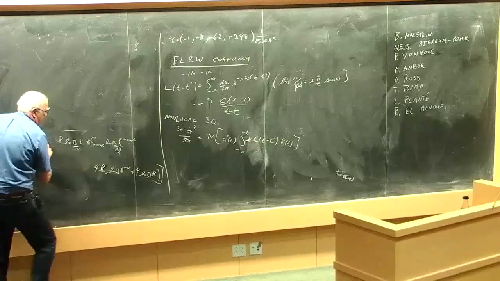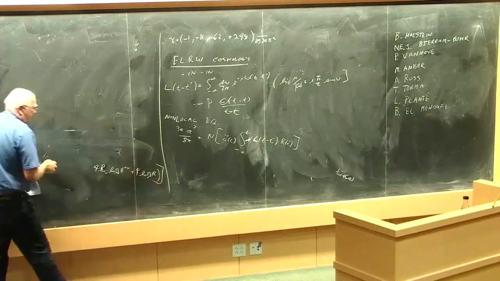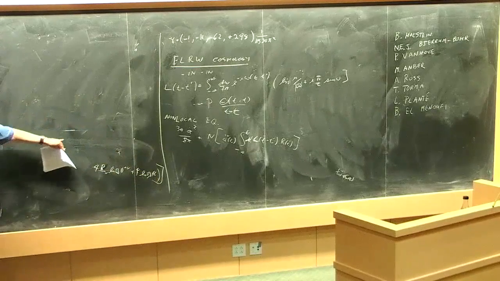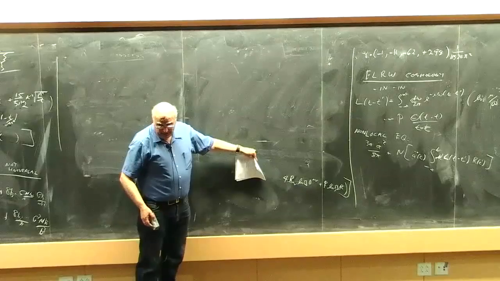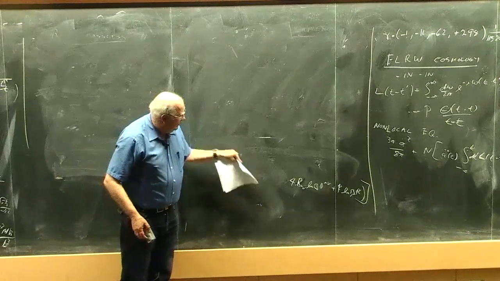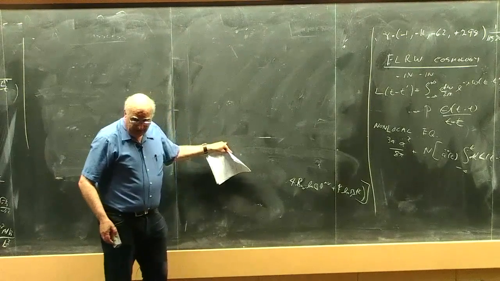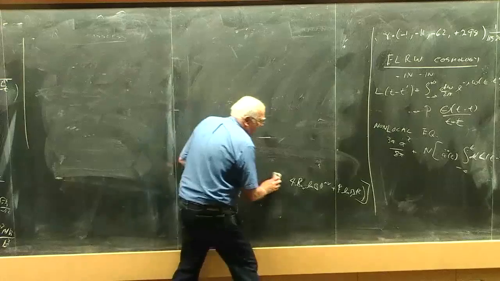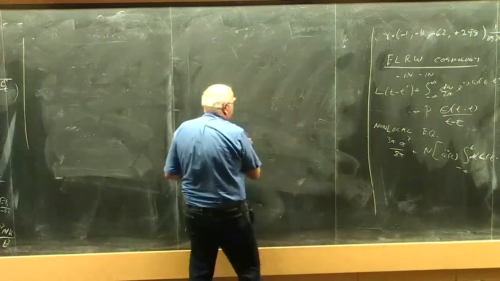And in fact, as I commented here, if I'm using conformal matter, the Weyl piece drops out because we're in Friedmann-Robertson-Walker space. The R piece drops out. The leading piece here is independent of any parameters if I'm using conformal fields.